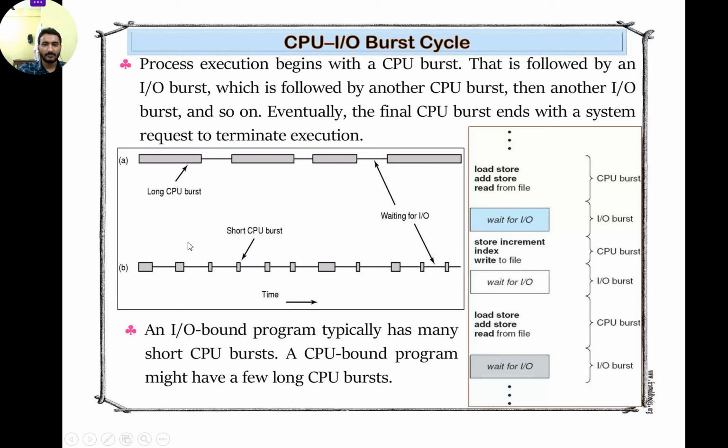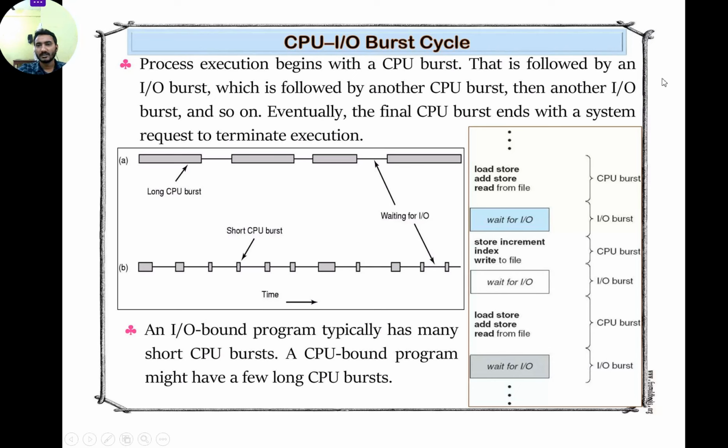But in picture B, the CPU burst is very short, but the I/O burst is very big. So again a short CPU burst and a very big I/O burst. An I/O bound program typically has many short CPU bursts, and a CPU bound program might have a few longer CPU bursts. A program which needs more I/O is called an I/O bound program, and a program or process which needs more CPU is called a CPU bound program.